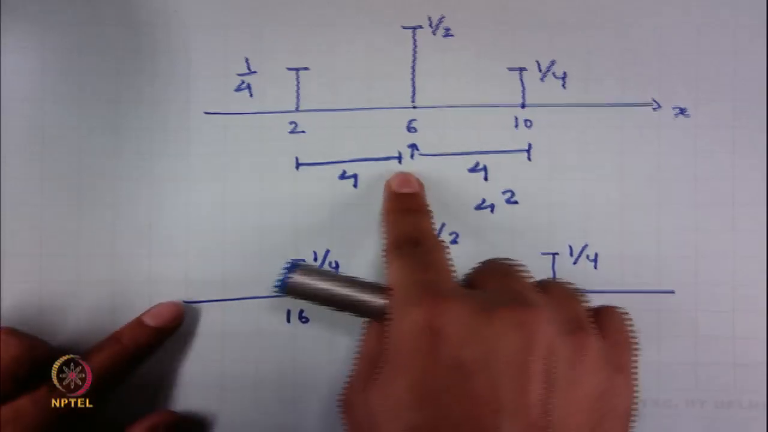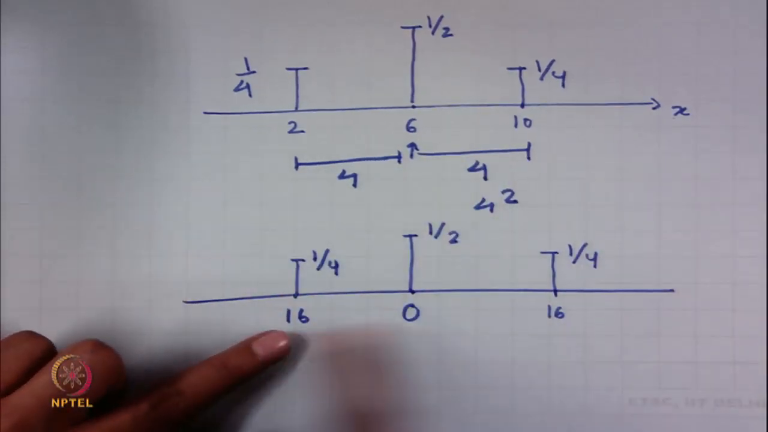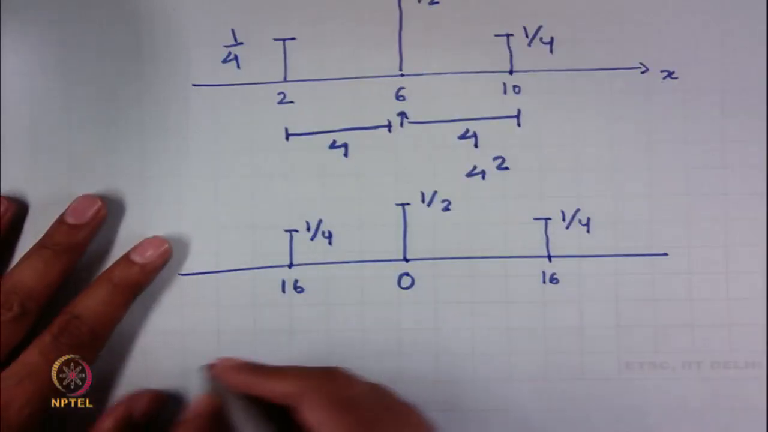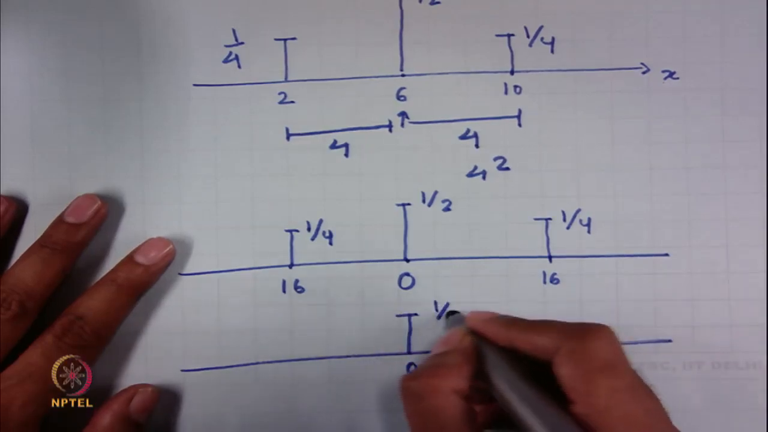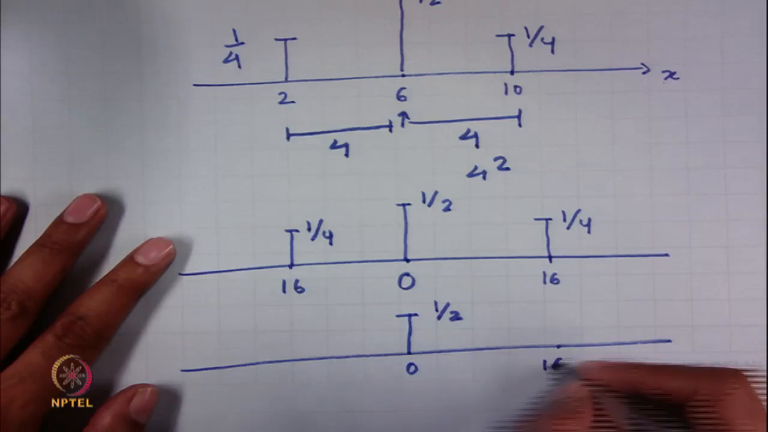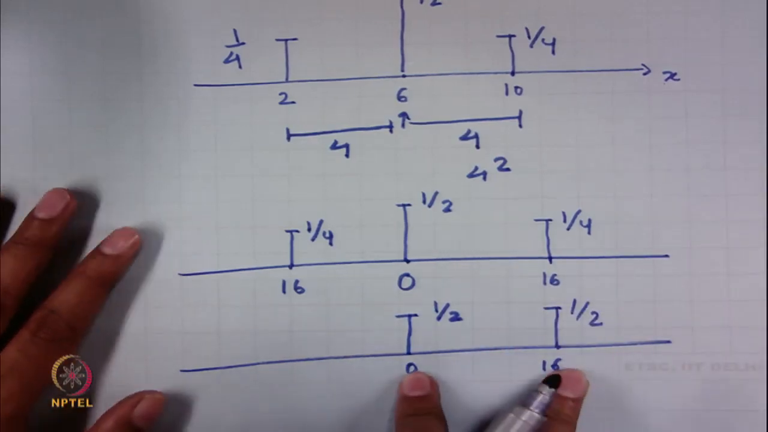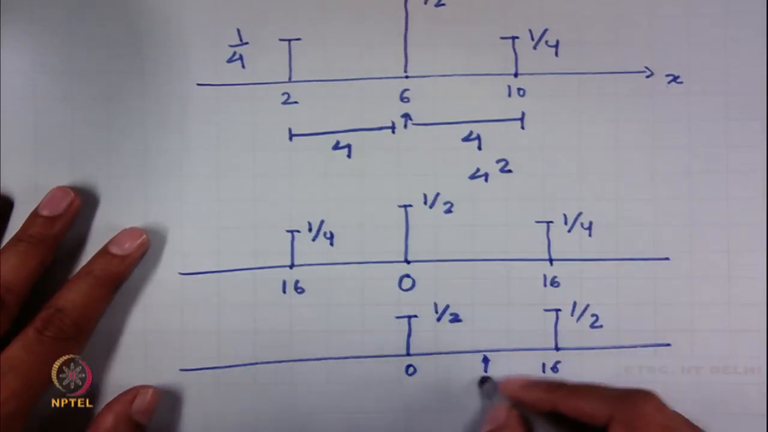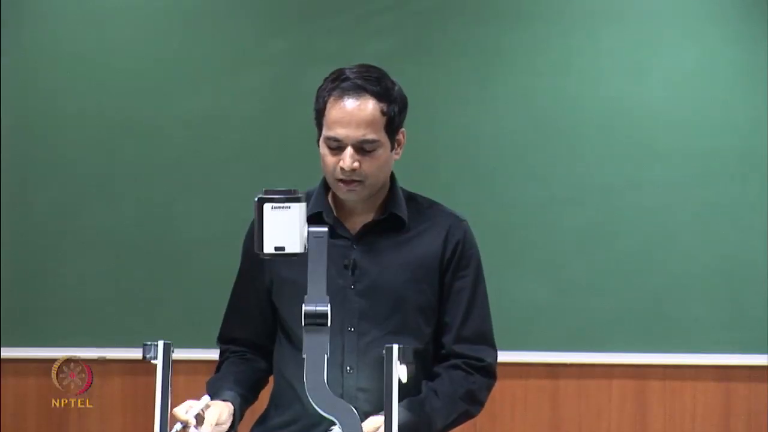So, I take the distance from the mean, square them, and I finally get this. Because there are two 16s and each happens with the probability 1 by 4, I can translate this to the case where you have 0 happening with the probability half and you have 16 also happening with the probability half. And what is the expected value of this quantity? The expected value of this quantity is 8. So, this is one way by which you can interpret variance.